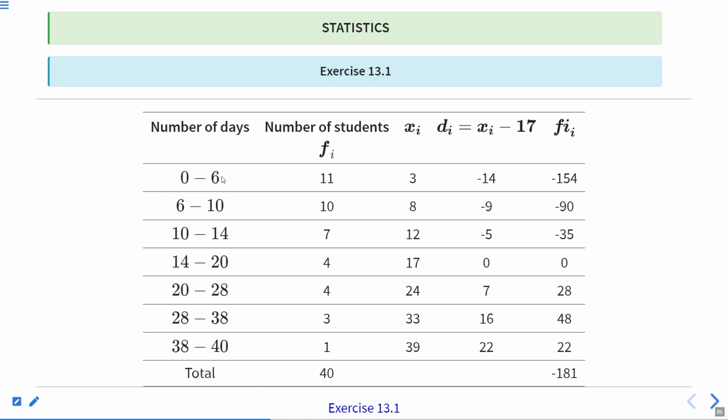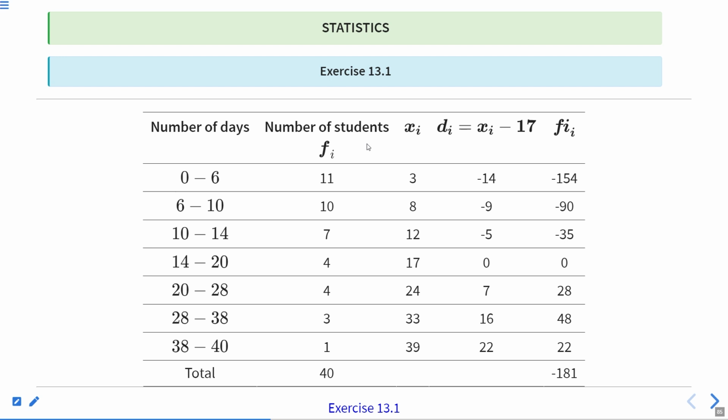For this class interval, di is minus 40 and fi di is minus 154. For this interval, di is minus 9 and fi di is minus 90. In this interval, di is minus 5 and fi di is minus 35, and in this interval di is 0 and fi di is also 0. In this interval, di is 7 and fi di is 28, and in this interval di is 16 and fi di is 48. In this interval, di is 22 and fi di is 22.